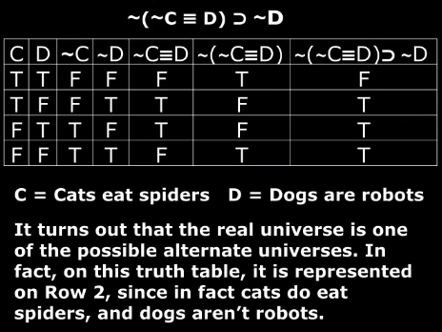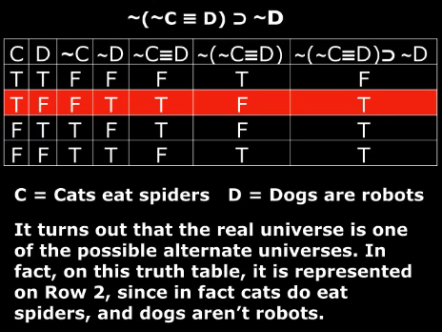Now it turns out that the actual real universe is one of the possible universes. And in fact, it's represented here on row 2, because in the real universe, cats do eat spiders. It's kind of gross, but they do. And dogs are not robots. D is false. So the second row represents the real universe that we're actually in. And in our universe, that compound statement is true.